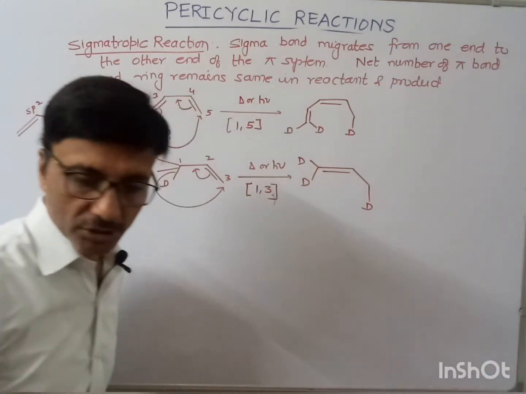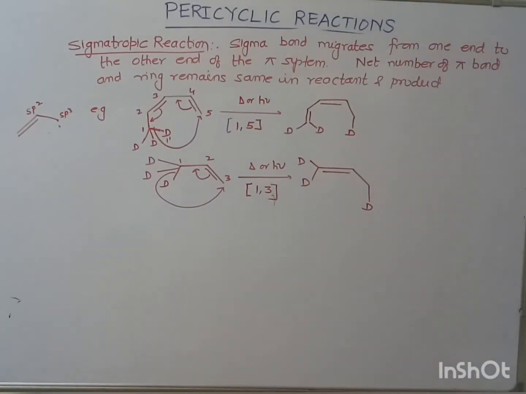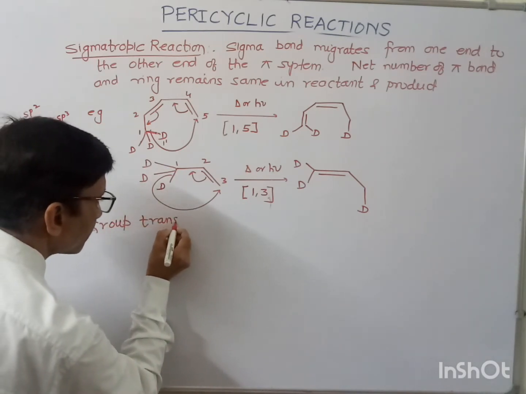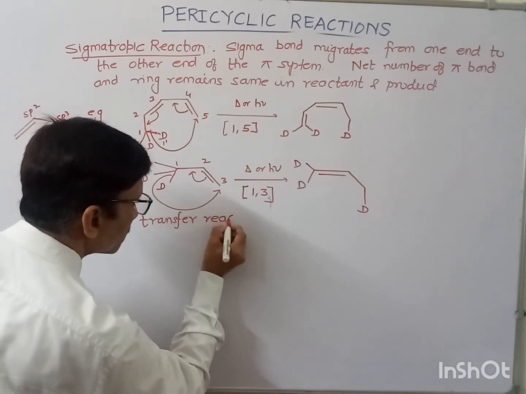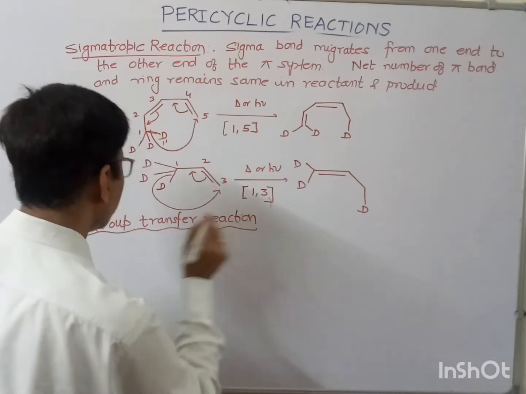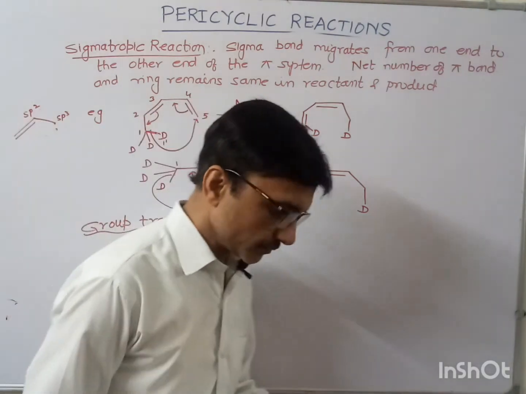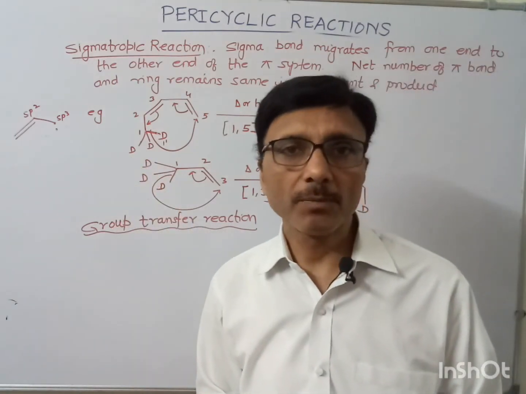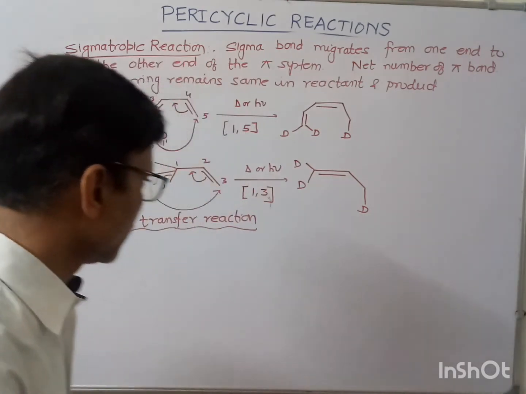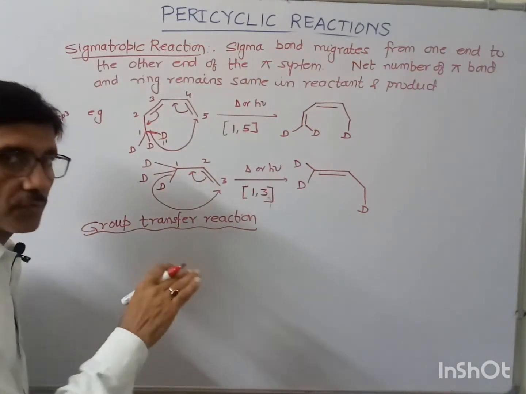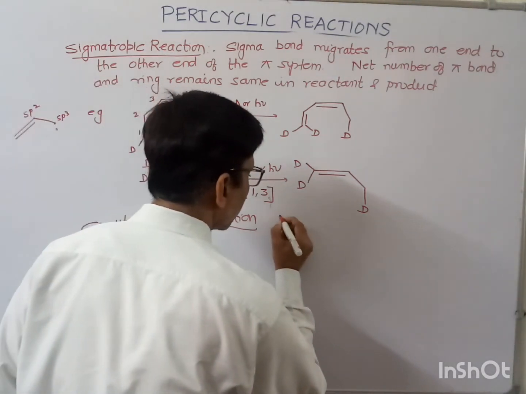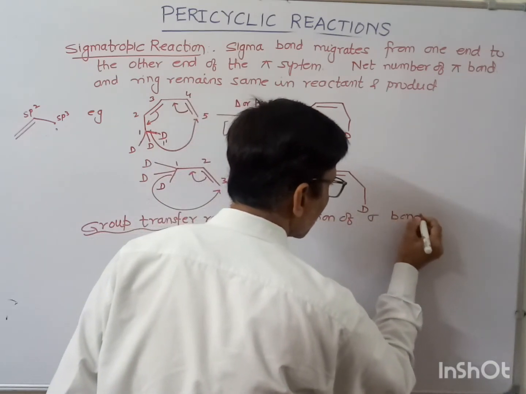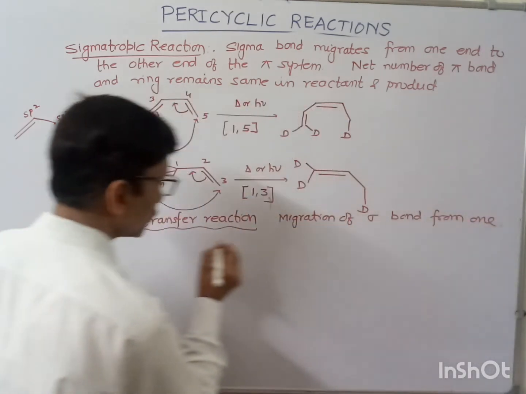Now, otherwise we also read about the group transfer reaction. Now this is the next category. In a group transfer reaction, the migration of a sigma bond occurs from one molecule to another molecule. So the sigma bond migrates from one molecule to another molecule.